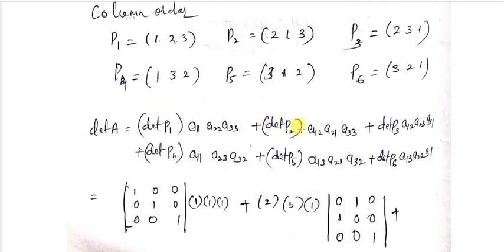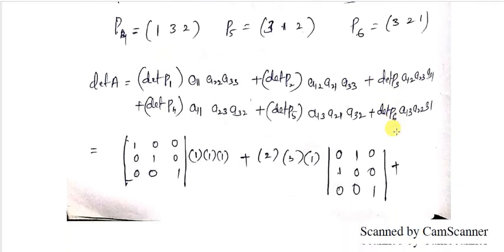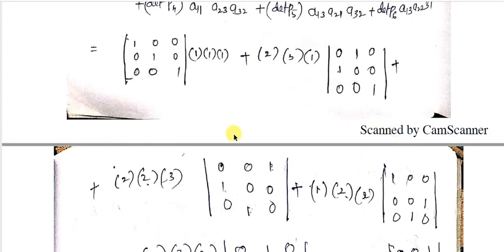Plus next, I have written the elements A12, A21, A33 from A, times the determinant of P2. P2 takes the column order 2, 1, 3: the position of 1 changes to 2, 1, 3. With reference to this, I am writing the permutation matrices. Plus next, A12, A23, A31 times the determinant of P3. The next permutation matrix is P3, where the column order is 2, 3, 1.